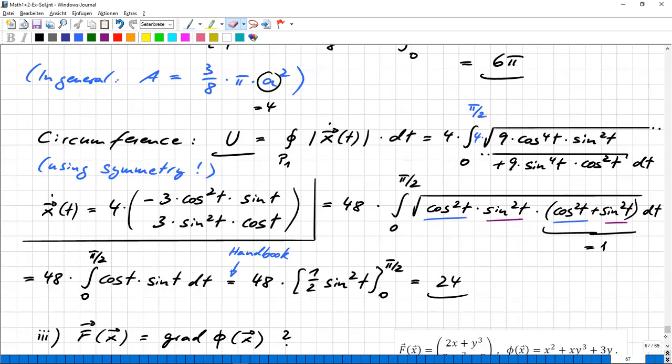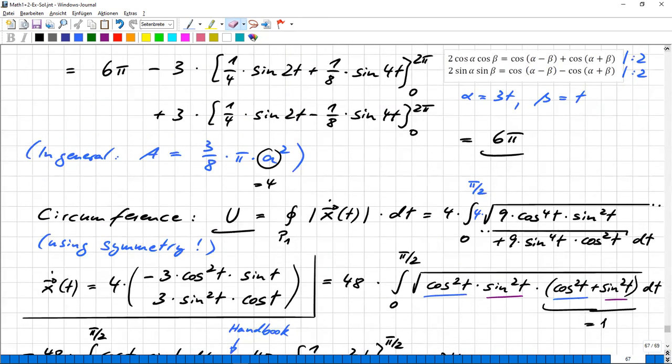Like I told you, the first exercise is quite a long task, so this is just for your control. If you had a look on Wikipedia about asteroid curves, you will find the general formula that the enclosed area will be 3/8 times pi times a squared. This a is a parameter usually used instead of our prefactor, which is equal to 4.